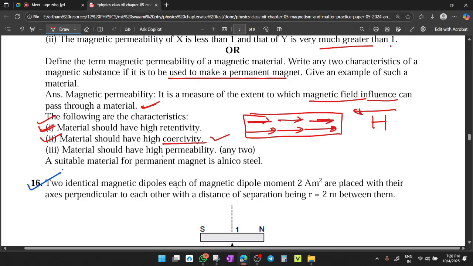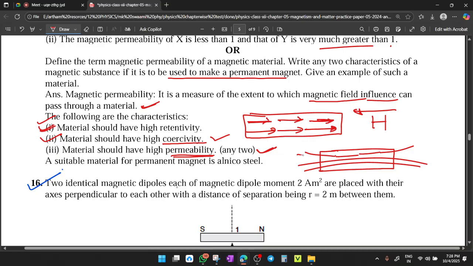Third, the material should have high permeability. Yes, it is very important. That is why a strong magnet is able to permit all the lines of force through it, so it magnetizes itself very easily. A suitable material for a permanent magnet is Alnico steel. Learn it.